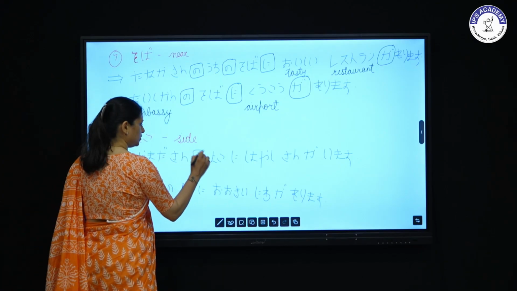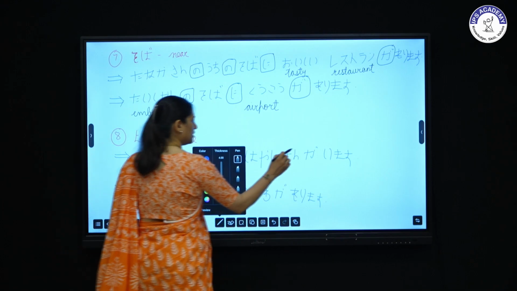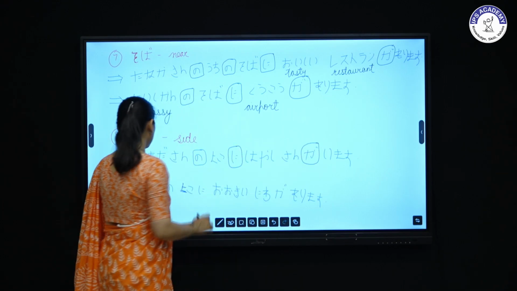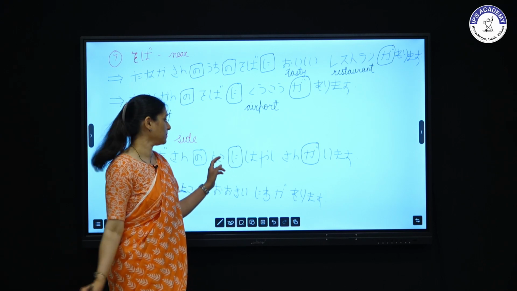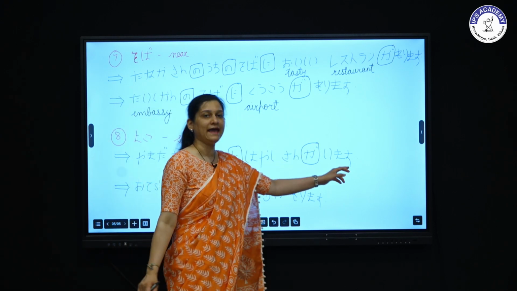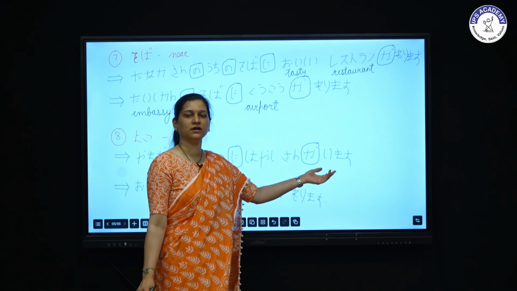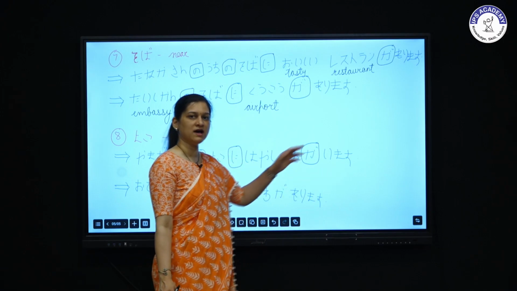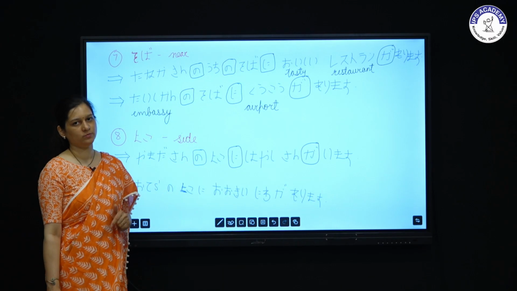Yamada-san no yoko ni Hayashi-san ga imasu. Next to Yamada-san, nearby, there is Hayashi-san. Tanaka, Hayashi, both are living things, both are human beings. So we'll use imasu at the end. Imasu is a verb. The root form is iru, which means to be.